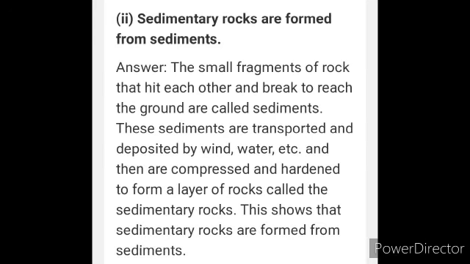Question is, sedimentary rocks are formed from sediments. The answer is, the small fragments of rock that hit each other and break to reach the ground are called sediments. These sediments are transported and deposited by wind, water, etc., and then are compressed and hardened to form a layer of rocks called the sedimentary rocks. This shows that sedimentary rocks are formed from sediments.